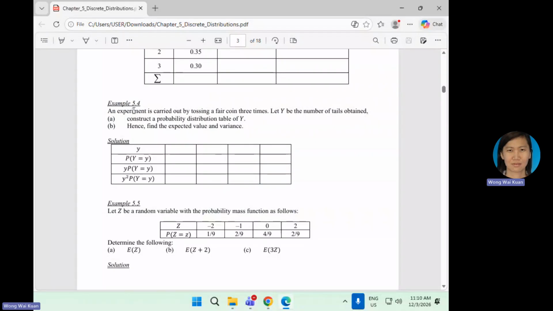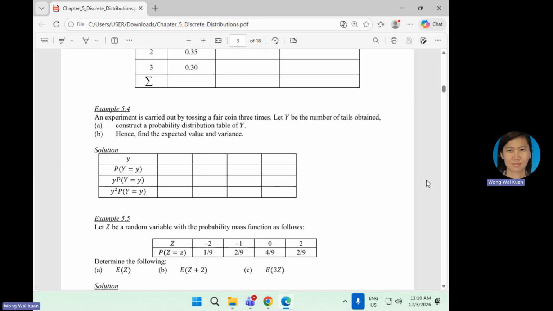So we are now looking at example 5.4. An experiment is carried out by tossing a fair coin 3 times, and Y is the number of tails obtained. So this is a fair coin, yeah? We want to construct a probability distribution of Y. Again, the probability distribution is only these 2 columns. The other 2 are for part B.